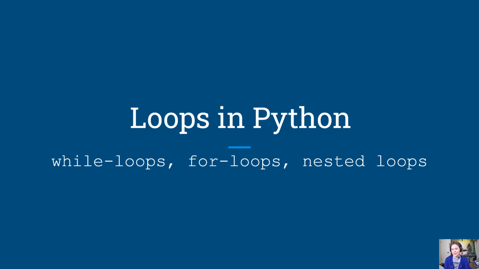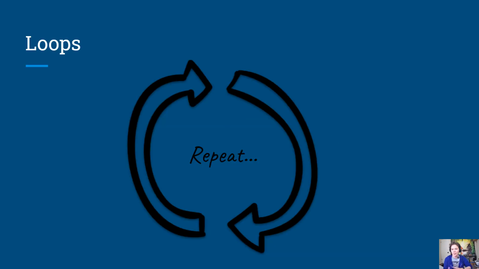Hey everyone, in this video I'm going to be showing some examples of loops in Python, and in particular I'm going to be showing you some while loops, for loops, and nested loops. In programming, a loop is a chunk of code that you can repeat over and over until you've done it a certain number of times or until some condition has been met.